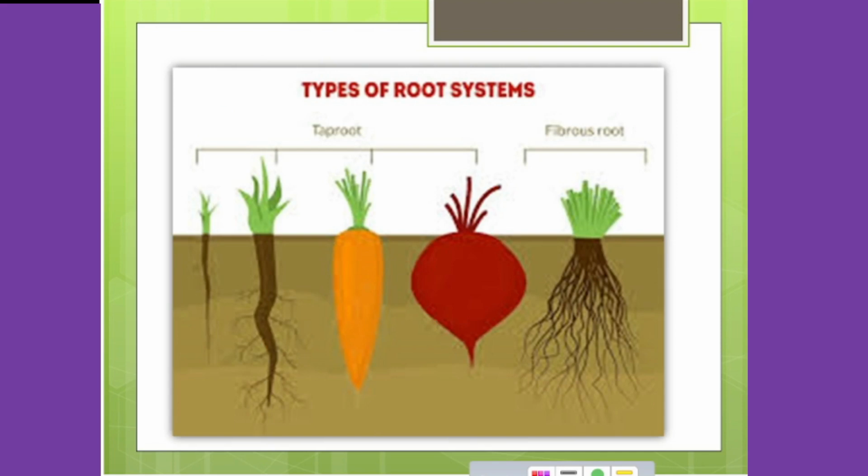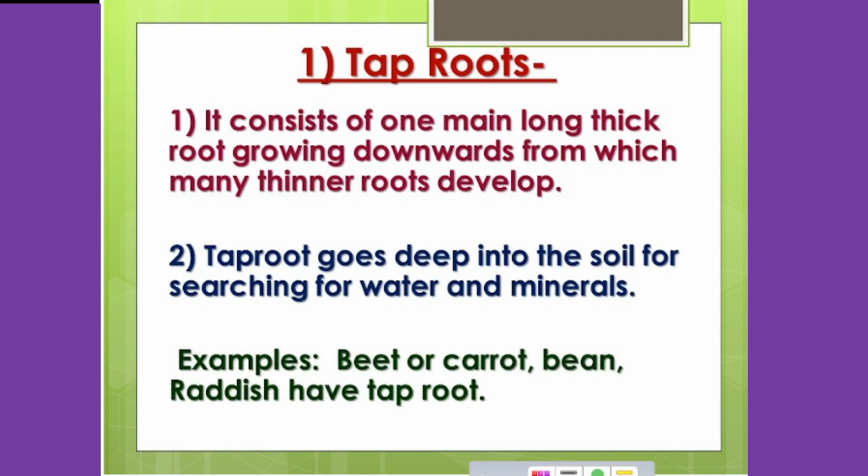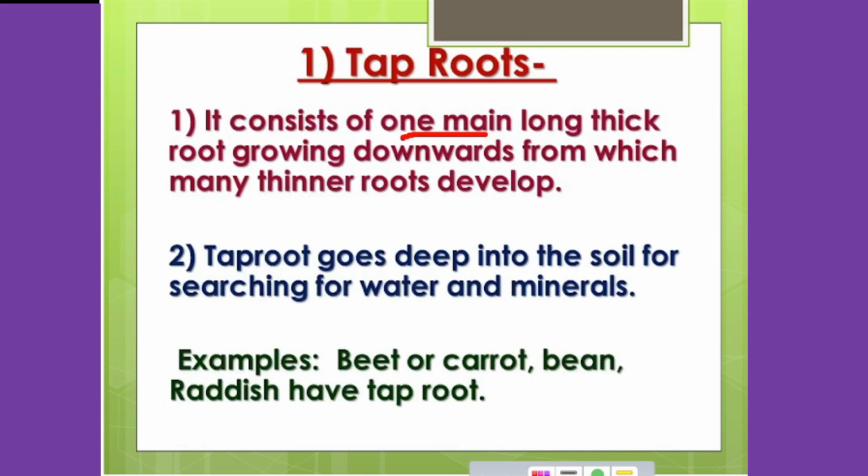Let us see here some examples of taproot system and fibrous root system. So here you can see the first root, second root, third root and fourth root. These are the examples of taproot system. And second example, that is a fibrous root. Let us see taproot. It consists of one main long thick root. As you can see here, one main long thick root.